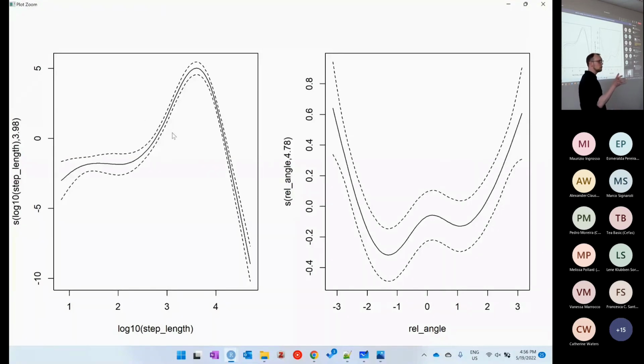So at the scale we measured these cats, most of the steps are around 1,000 meters in length. So they're moving about a kilometer per step on average, and maybe a bit more. We also see that there's a strong preference for turn angles that are far away from zero.